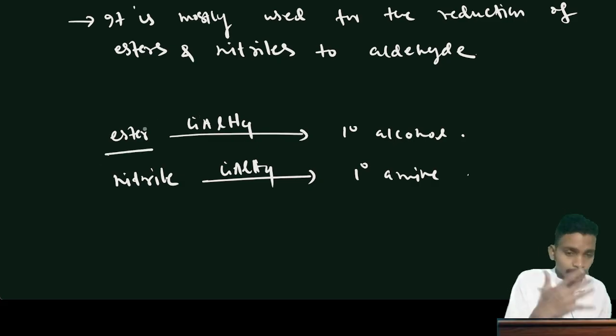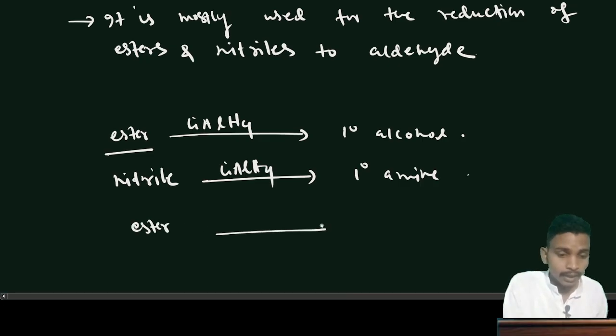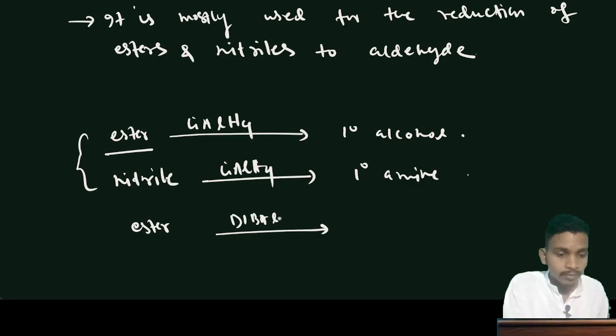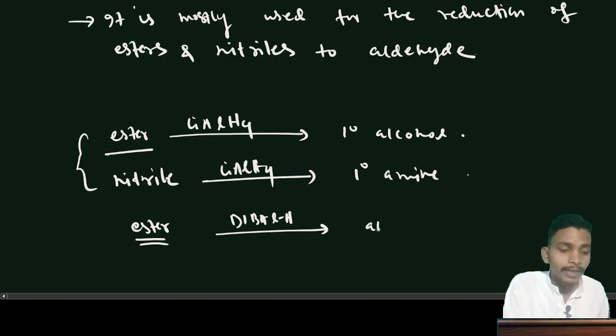But now, with the same category as lithium aluminum hydride, the same Al-H bond, we add bulky groups like diisobutyl. That means we are using DIBAL-H. If we have an ester and now we are using DIBAL-H, then what will happen is that this ester is converted into an aldehyde.